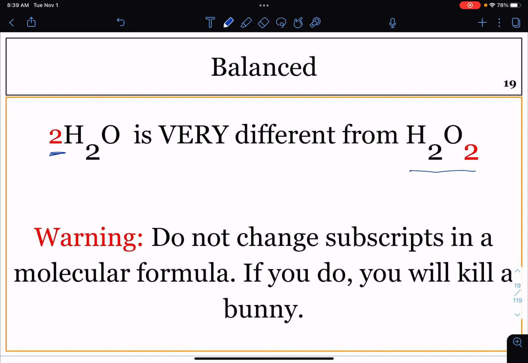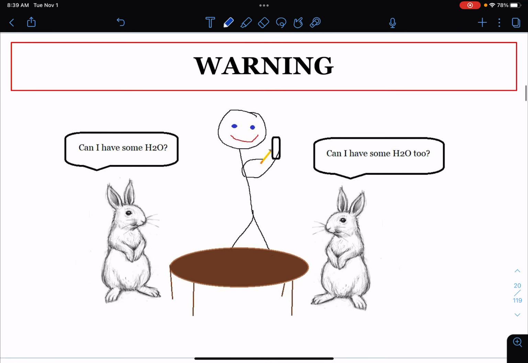So I have a funny little story here to help you remember this. Do not change subscripts in a molecular formula when you are trying to balance a chemical reaction. If you do change the subscripts, then this means that you will be killing a bunny. And here's the story. 2 bunnies who are friends decide to meet up and catch up over some drinks. The first bunny says, "Can I have some H2O?" The second bunny wants to be like the first bunny and says, "Can I have some H2O too?"